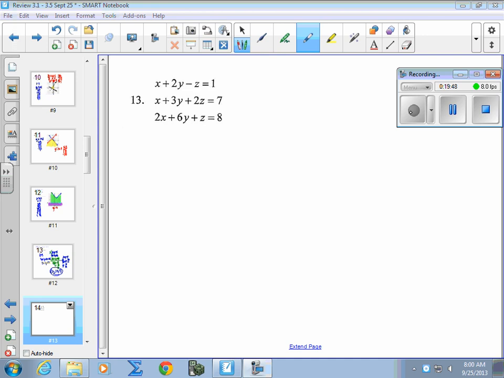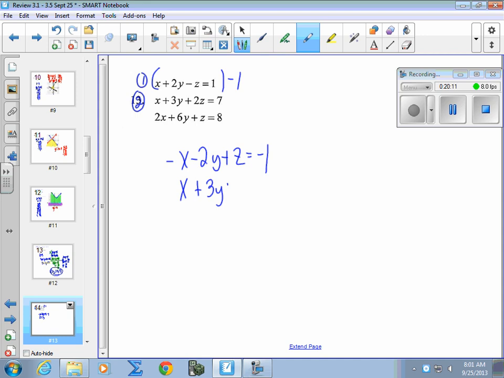So let's start. Do we want to eliminate x or y? Let's start with equation number 1 and equation number 2. If we multiply the top equation by negative 1, we get negative x minus 2y plus z equals negative 1. And we have x plus 3y plus 2z is equal to 7. When we add these two together, we get y plus 3z is equal to 6. Correct me if I'm wrong, y'all.